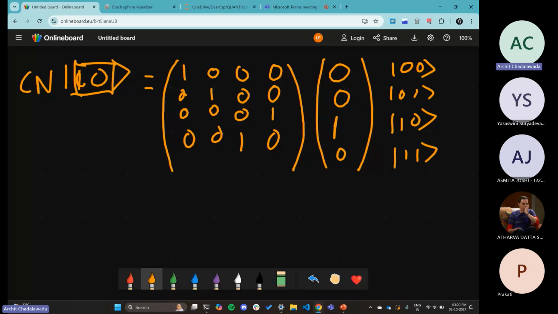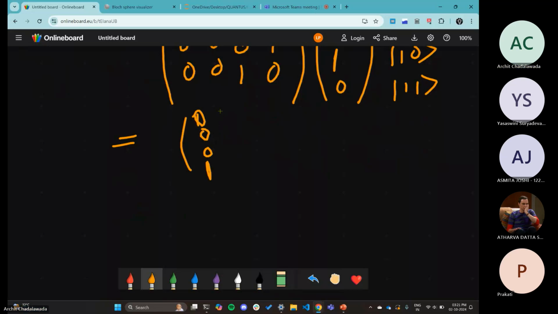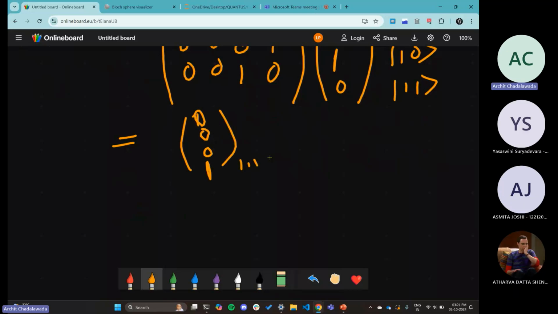Now, if we just do the multiplication, you can see in all of these terms, the first column will be equal to 0, because we're multiplying everything by 0 in a way. Second column also 0 times 0, 1 times 0, 0 times 1, 0 times 0, we get 0. Similarly, for this also 1 into 0 plus 1 into 0 is 0. But in the last column, we get 1 into 1 plus 0 into 0, which is 1. And the output state we're getting is ket 1,1.